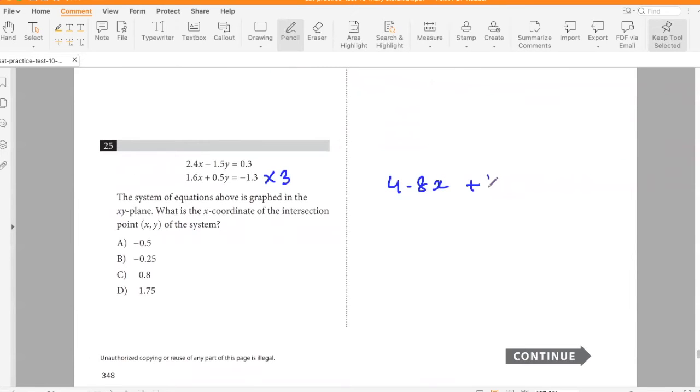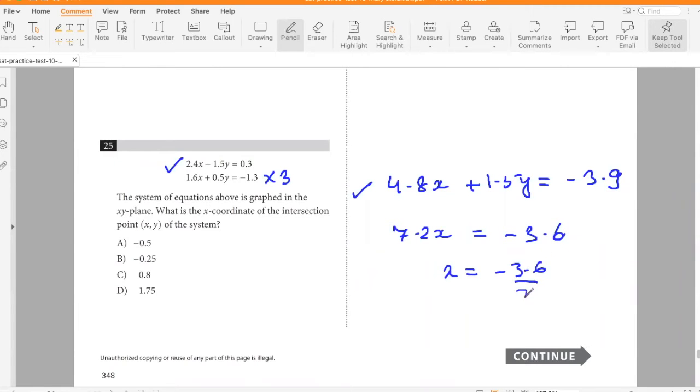4.8x plus 1.5y is negative 3.9. And then I'll add this equation and this equation. So I'll get 7.2x is minus 3.6. So x is minus 3.6 by 7.2, which is minus half. So minus 0.5 is the value of x.